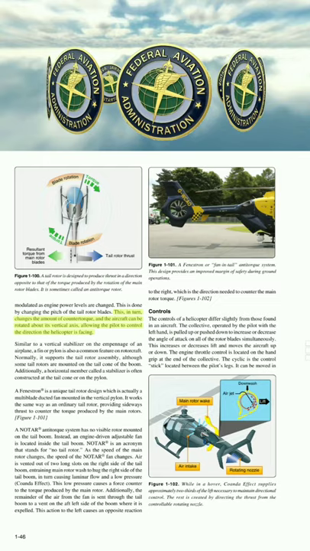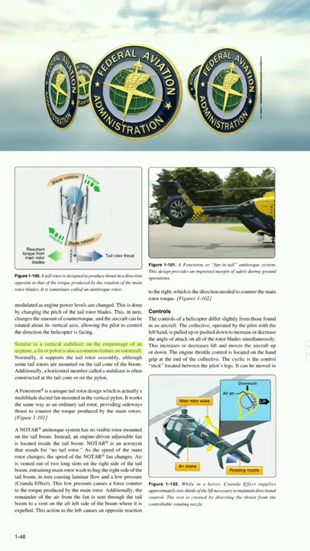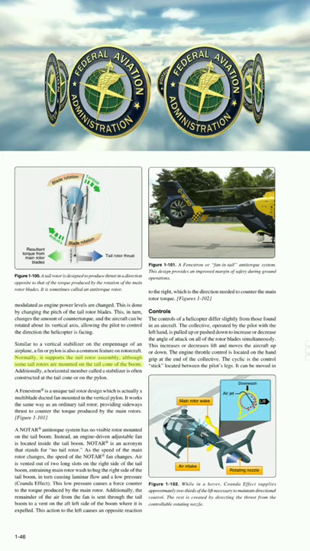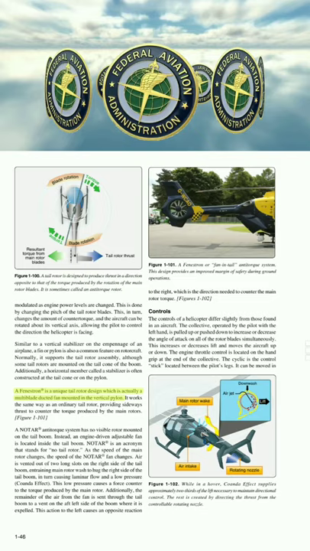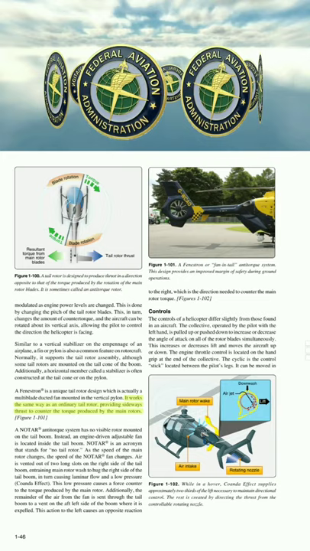Similar to a vertical stabilizer on the empennage of an airplane, a fin or pylon is also a common feature on rotorcraft. Normally, it supports the tail rotor assembly, although some tail rotors are mounted on the tail cone of the boom. Additionally, a horizontal member called a stabilizer is often constructed at the tail cone, or on the pylon. A fenestron is a unique tail rotor design which is actually a multi-blade ducted fan mounted in the vertical pylon. It works the same way as an ordinary tail rotor, providing sideways thrust to counter the torque produced by the main rotors. Figure 1101.